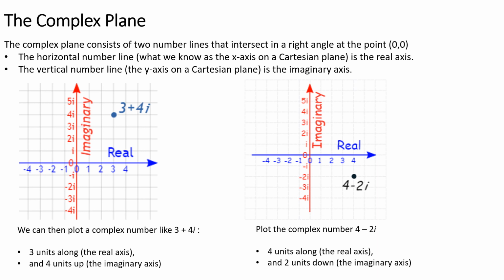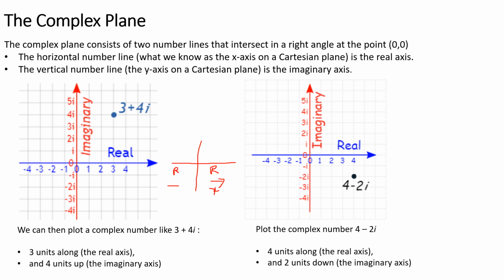Now we talk about the complex plane. This is the same as the x and y coordinates in a Cartesian plane, except my x-axis is not called my x-axis anymore. It's my real axis, or my r. Positive r's go this way. Terrible plus sign, sorry about that. And then negative r's go this way.